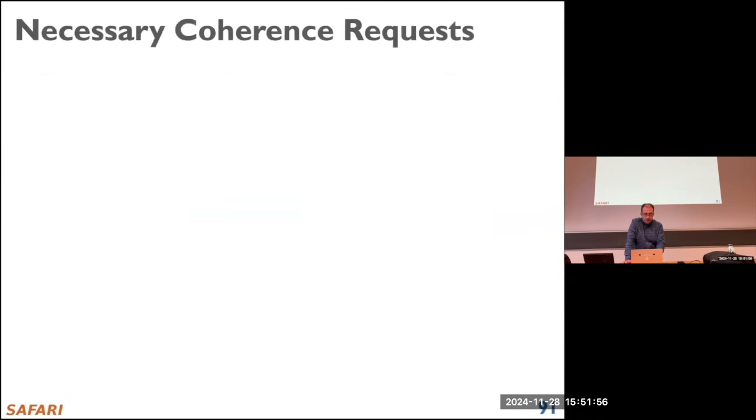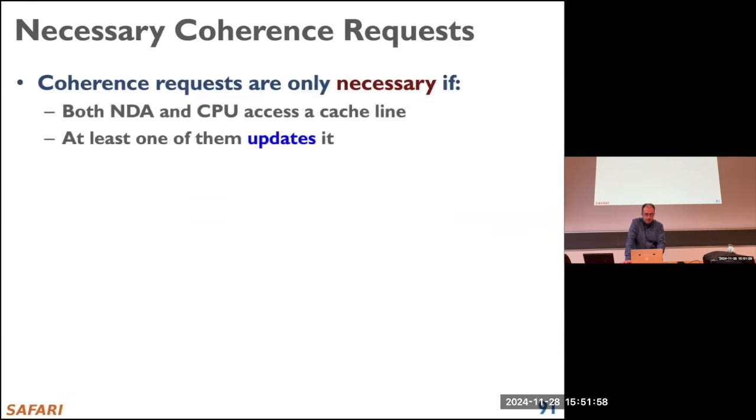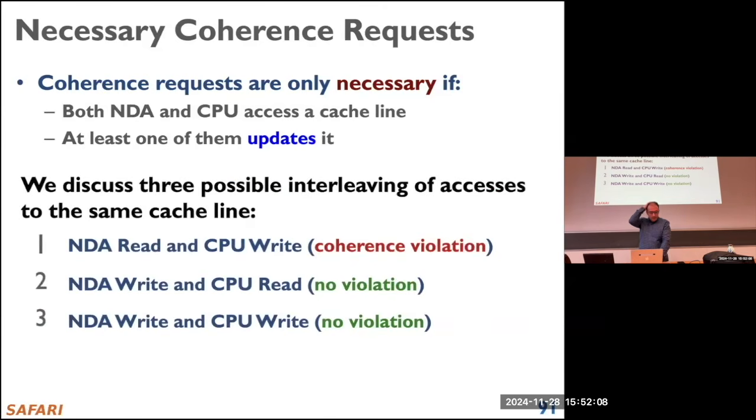So how do we identify a coherence violation? Coherence requests are only necessary if both NDA and CPU access a cache line, and at least one of them updates it, right? Clear. In the paper, you can read that we discussed three possible interleavings of accesses to the same cache line. So NDA read and CPU write: this is a coherence violation, essentially. NDA reads a block, and the CPU writes to that block. So this is a coherence violation.